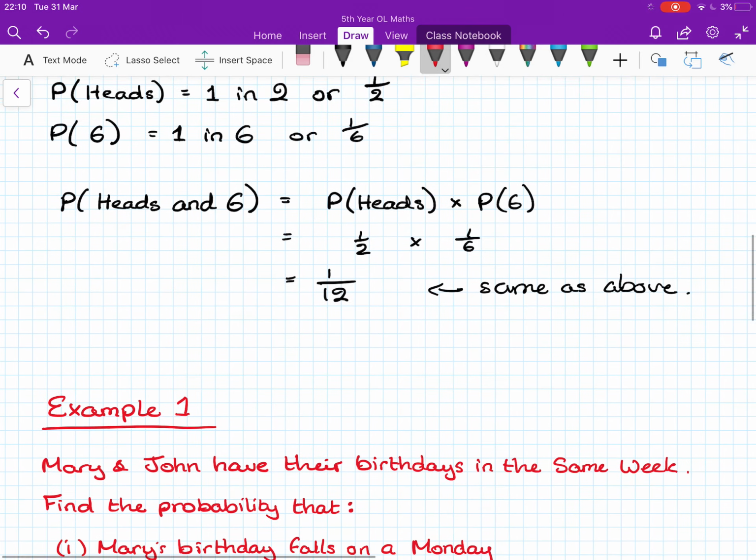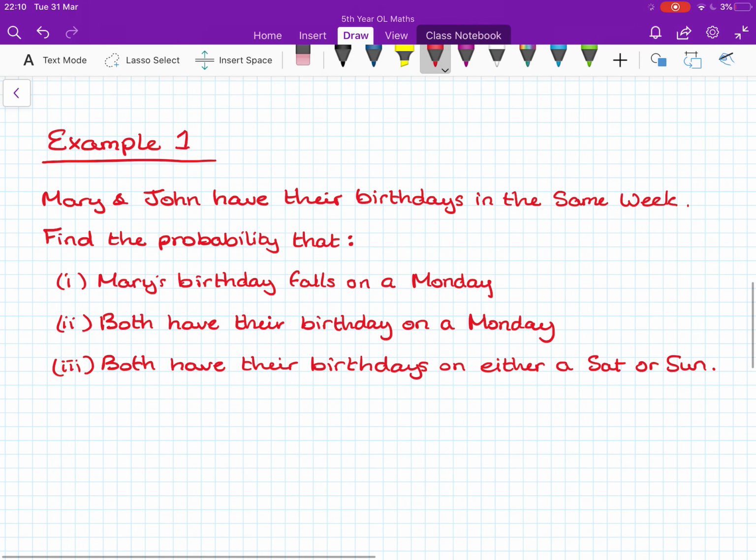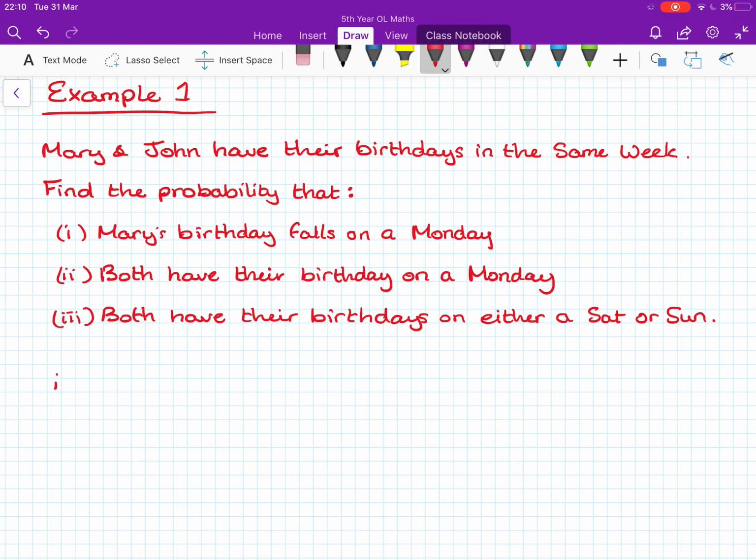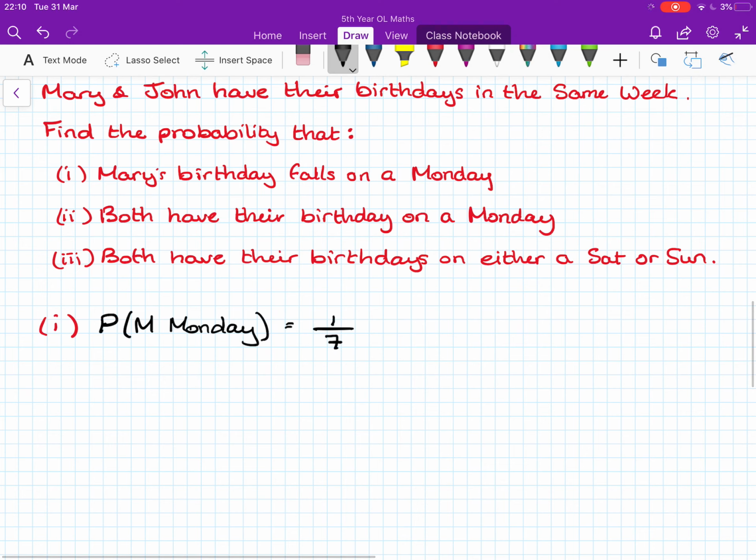Now, going on to an example of this, if we have two people, Mary and John, they have their birthdays in the same week. We want to firstly find out the probability that Mary's birthday will fall on a Monday. So the probability of Mary's birthday on a Monday is going to be 1 out of 7, because it's one day, Monday, out of 7 possible days.